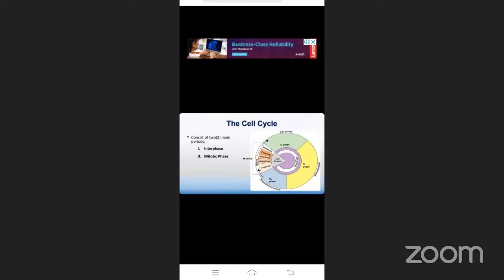Interphase is the longest phase in the life of the cell cycle. It consists of the G1 phase, S phase, G2 phase, and mitotic phase. G1 means gap period 1, S is the synthesis phase, G2 means gap period 2, and then the mitotic phase.